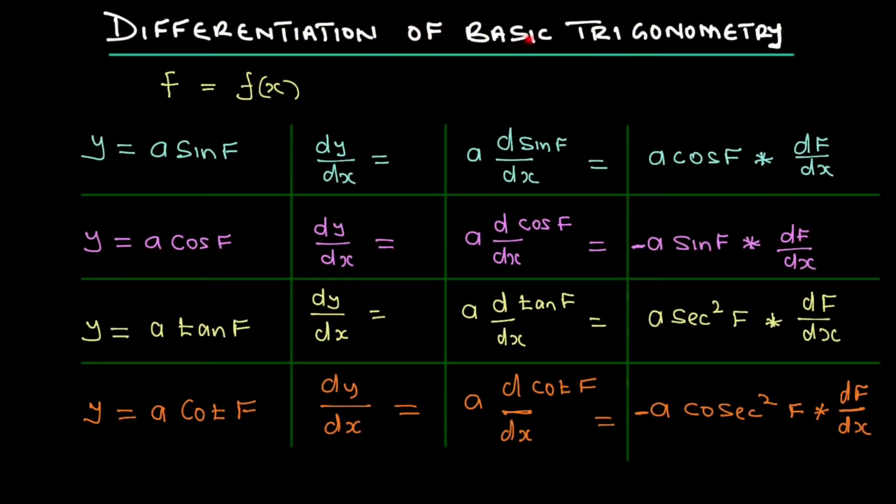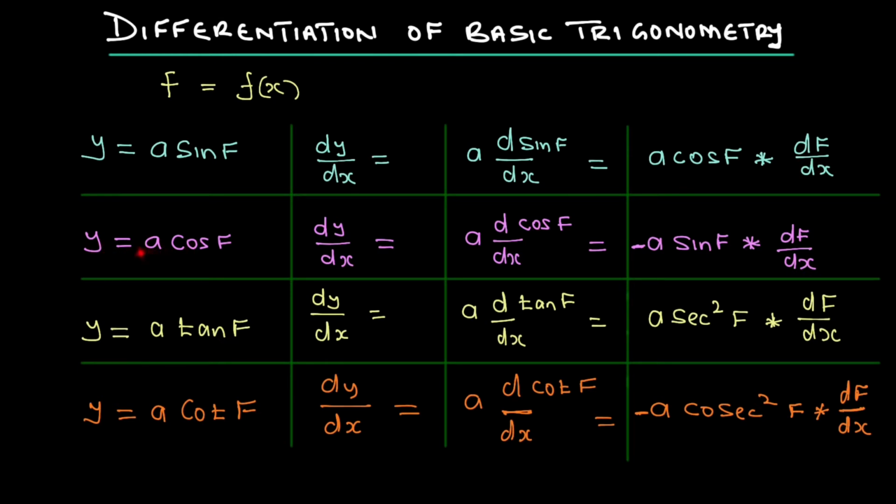Differentiation of basic trigonometry. If you have a function capital F equals f of x, that means that function is a function of x. If y equals a sine of f, then the derivative of y is going to be the derivative of sine of f, which is cos of f, times the derivative of f, which is df/dx.